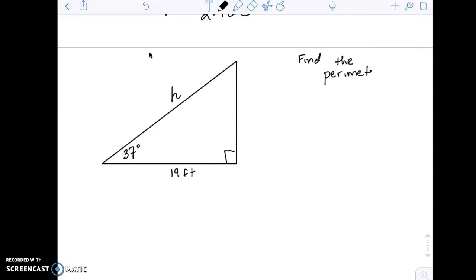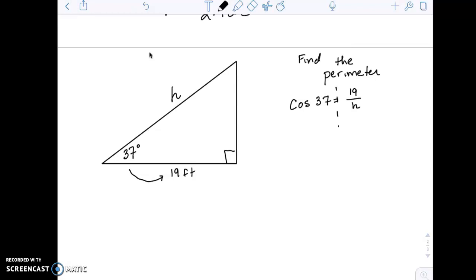Now the perimeter, of course, is all the sides around the triangle. Right now, I'm going to ask you for the hypotenuse first, but then you will have to find the third side. What is 19 in relation to 37? It's adjacent. And then I have the hypotenuse, so adjacent and hypotenuse is cosine. The cosine of 37 degrees will be 19 over h.